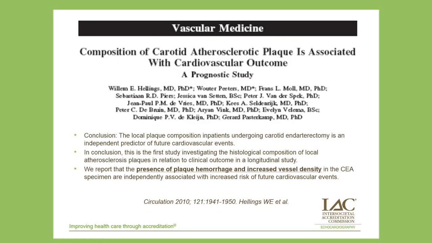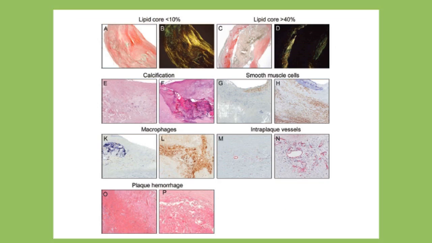Is the composition of the plaque related to outcomes? This study from 2010 by Hellings et al. looked at 815 carotid specimens over the course of 3 to 4 years, and then predicted which patients would have untoward events: heart attack, stroke, and death. They found that the presence of plaque hemorrhage and increased vessel density are independently associated with future cardiovascular events. This was a really dramatic prospective study looking at 815 subjects.